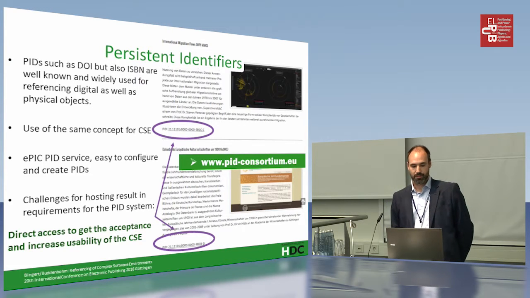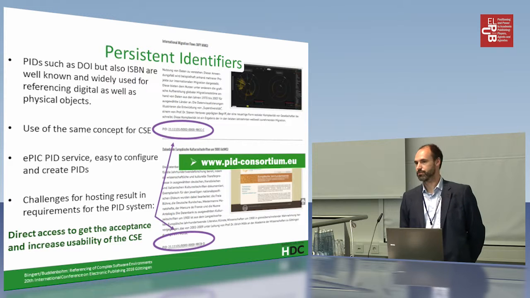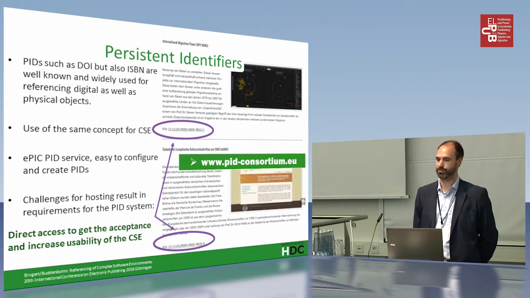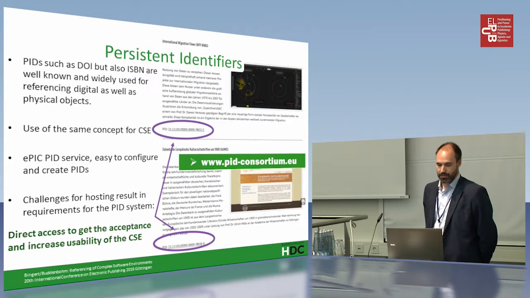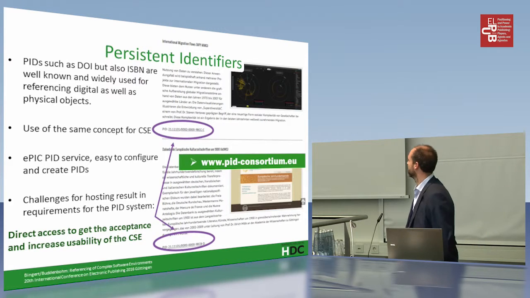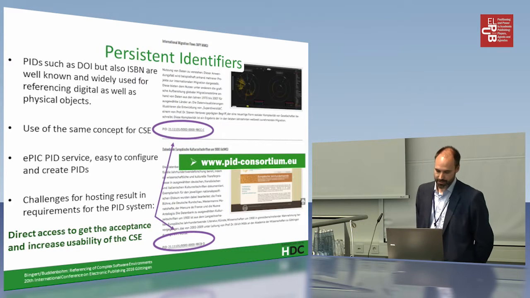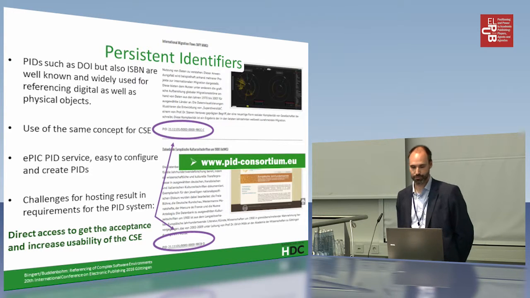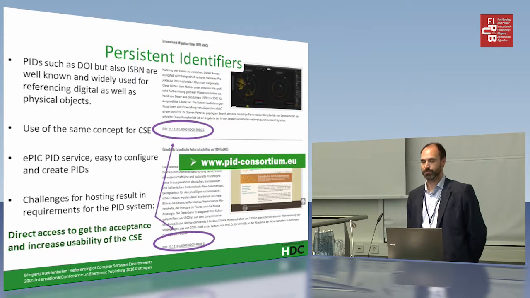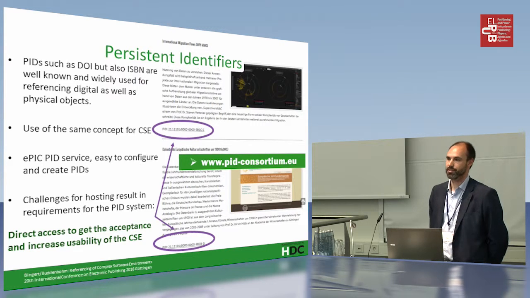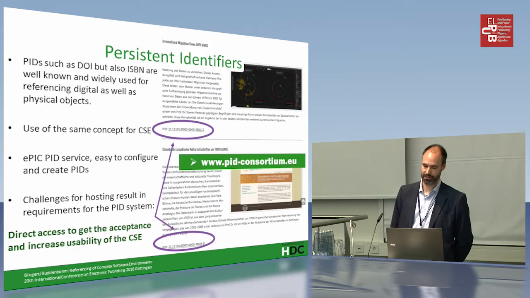For our use case, we use the EPIC PID service because we have direct access to the system, and it's easy to configure and easy to create a system for PIDs, which has to be somehow different in our context in comparison to the usual ones. Based on the architecture I showed before, there are different requirements for the PID system which we have to tackle. At the end, you can see our use case, marked in these circles, where we finally found a solution. We have a prototype which shows one of the previously shown examples hidden in the infrastructure, but still accessible directly via a citable PID.